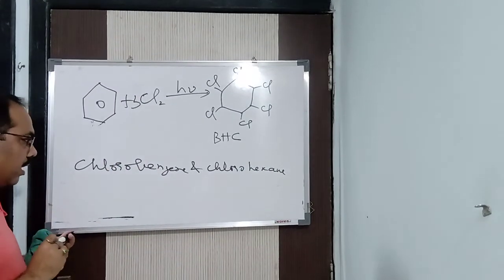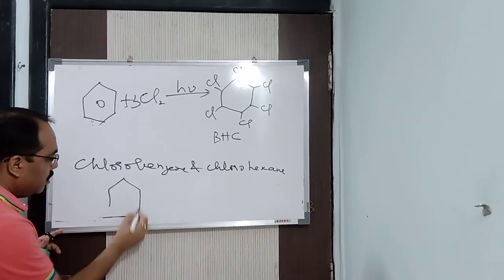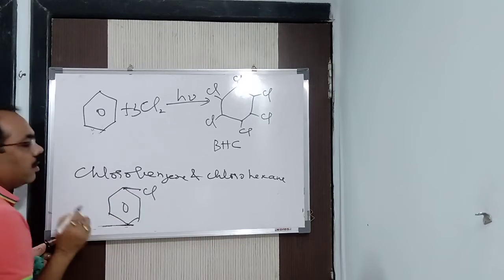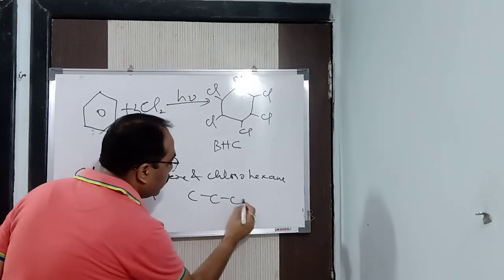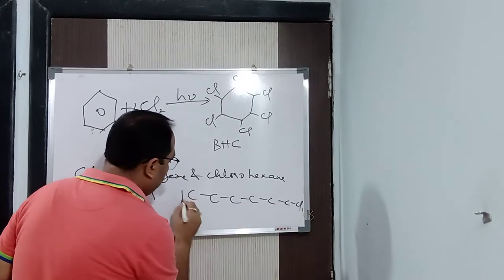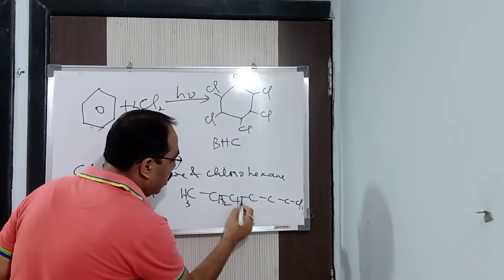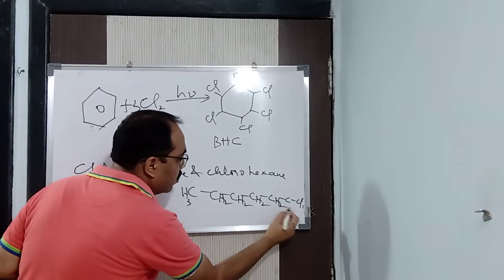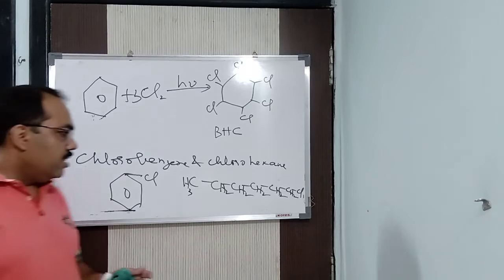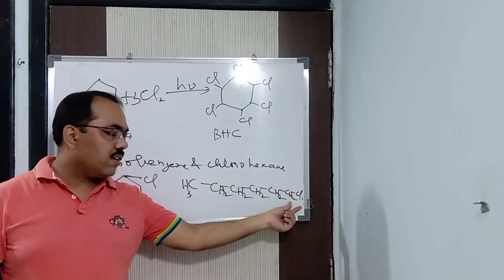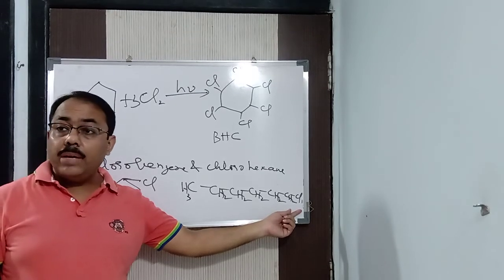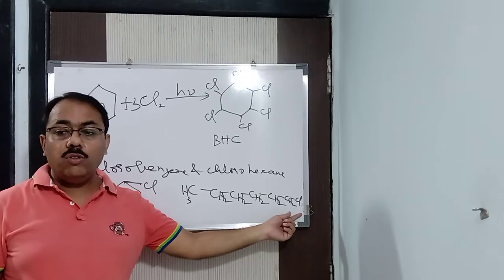Here you see chlorobenzene. And chlorohexane will have 6 carbon atoms: 1 2 3 4 5 6 and Cl. Of course we put the hydrogens, CH2 CH2 CH2 CH2 Cl. Listen carefully: this chlorine atom is attached to the alkyl group, or to the benzyl group, or to the allyl group.